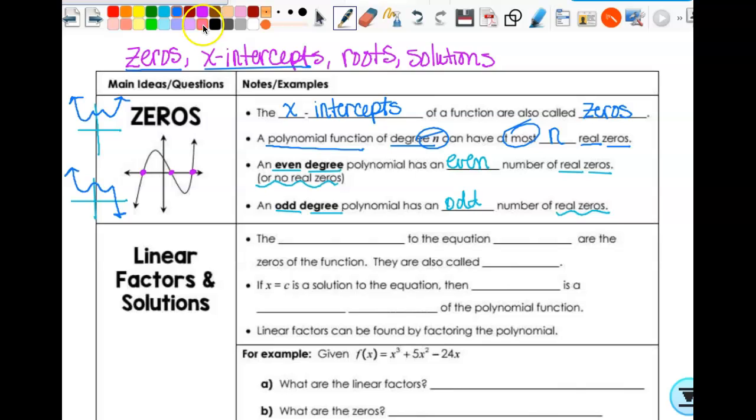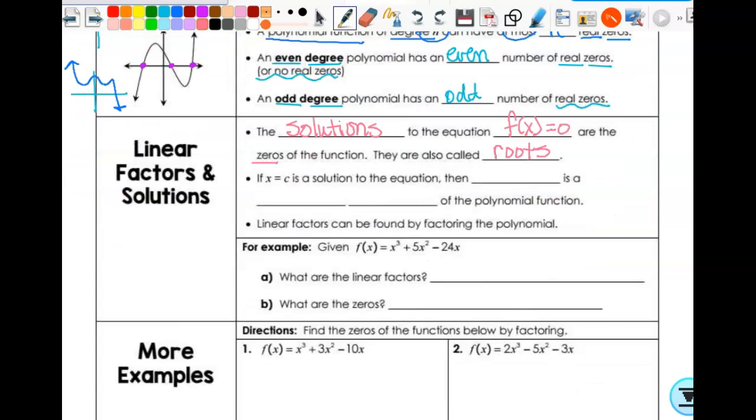All right, so now let's look at linear factors and solutions. So the solutions, so there's that word, to the equation f of x equals 0 are the zeros of the function. So that means that we get the x-intercept when y is 0. They are also called roots. So there we go. We've used all 4 of those terms.